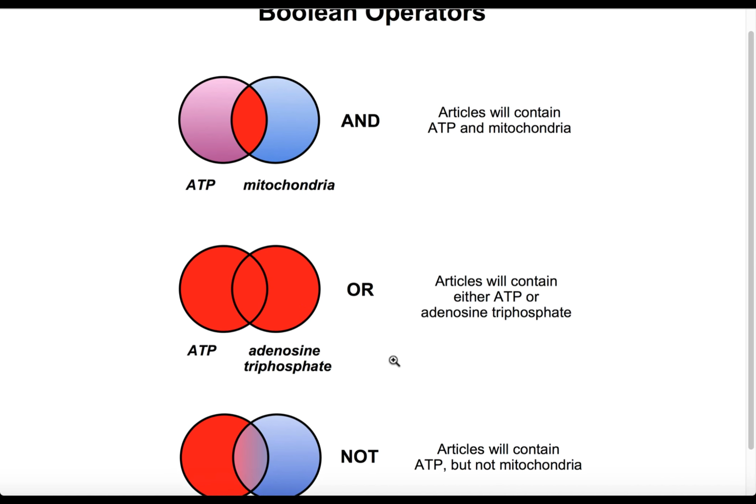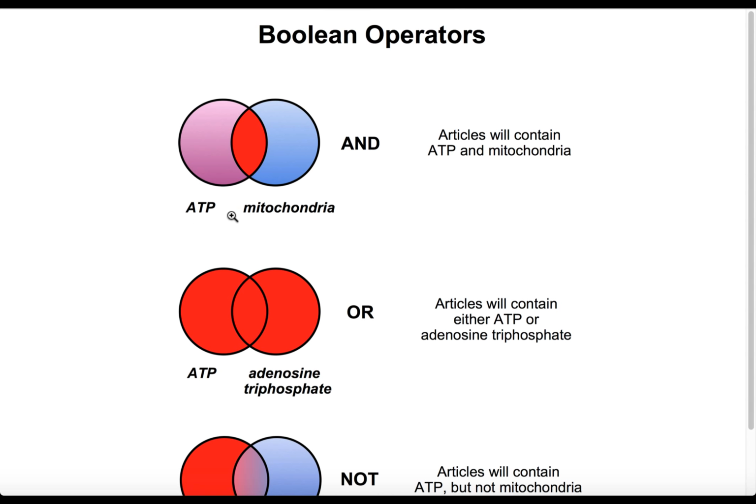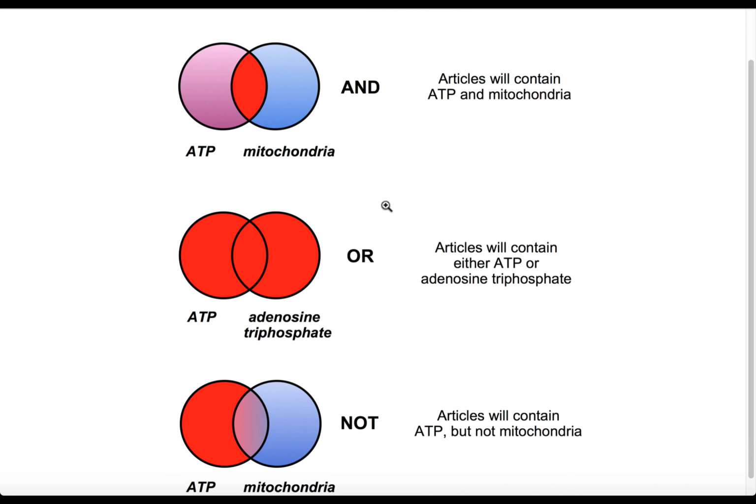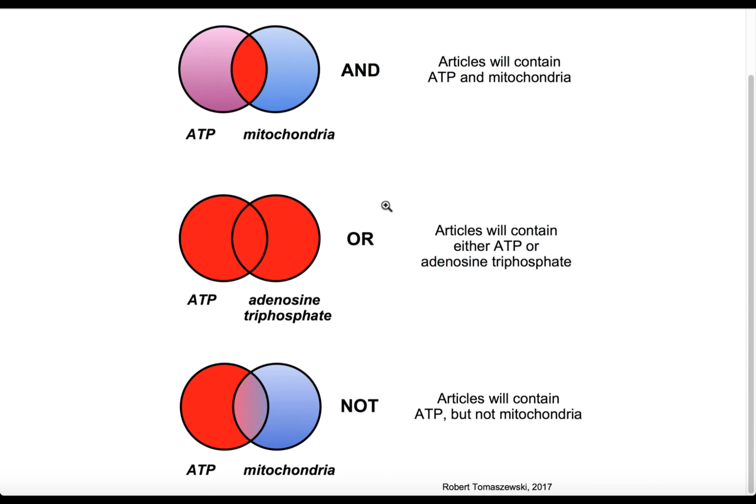For example, ATP AND mitochondria instructs the database to retrieve all documents that contain ATP AND mitochondria, and here you are narrowing your search. With the OR operator, you are using it to broaden the search. For example, ATP OR adenosine triphosphate tells the database to retrieve all documents that contain ATP OR adenosine triphosphate. The OR operator is generally used with synonyms.